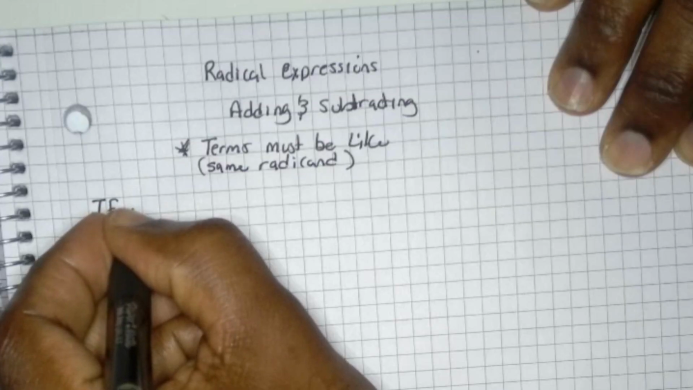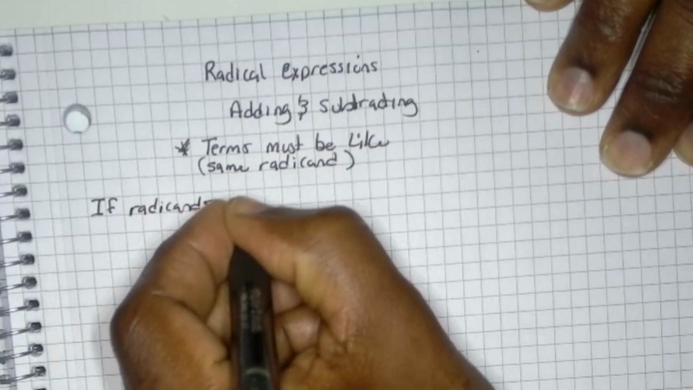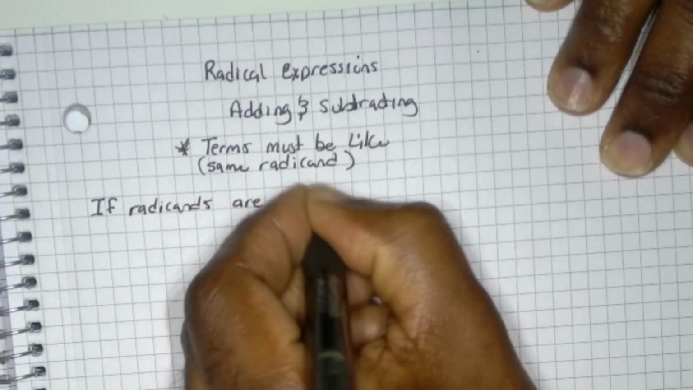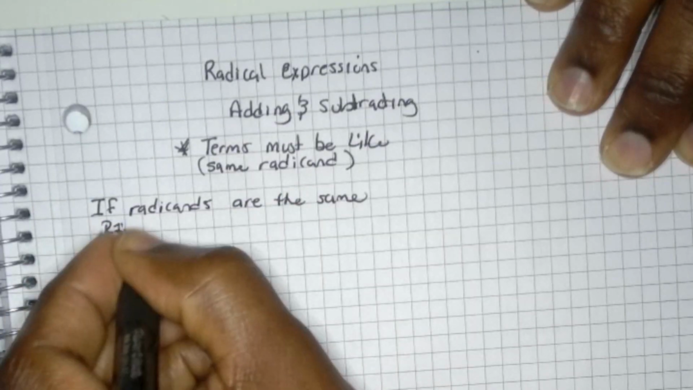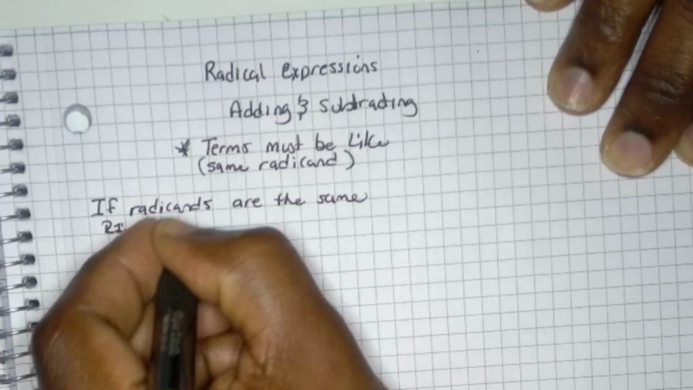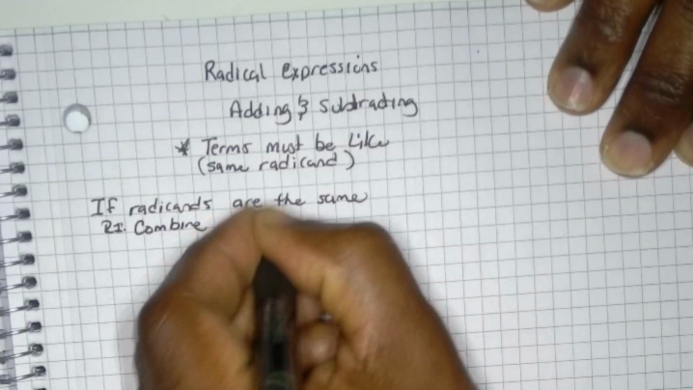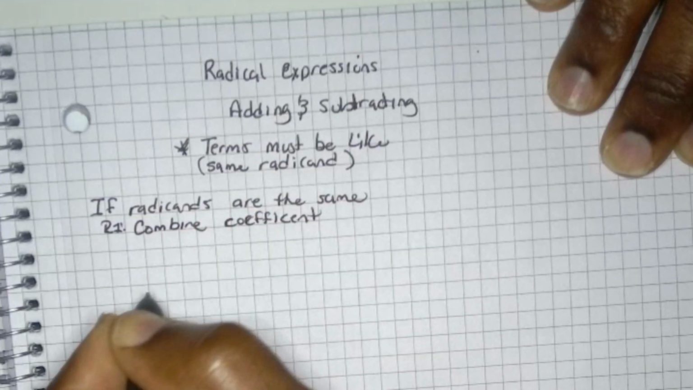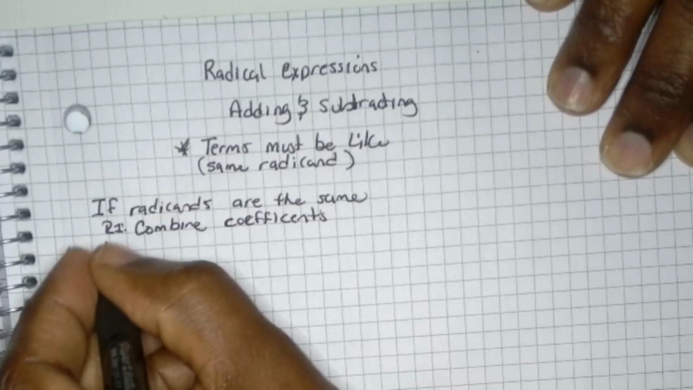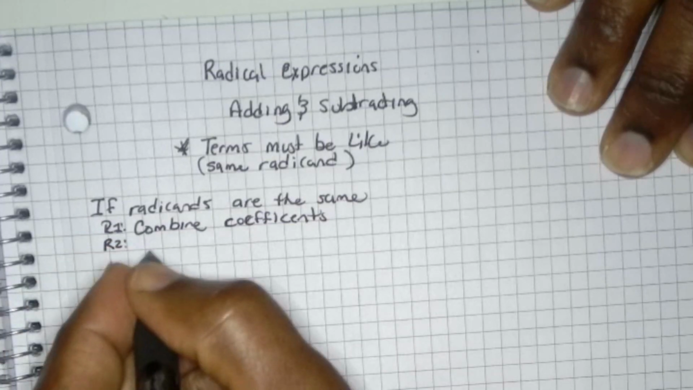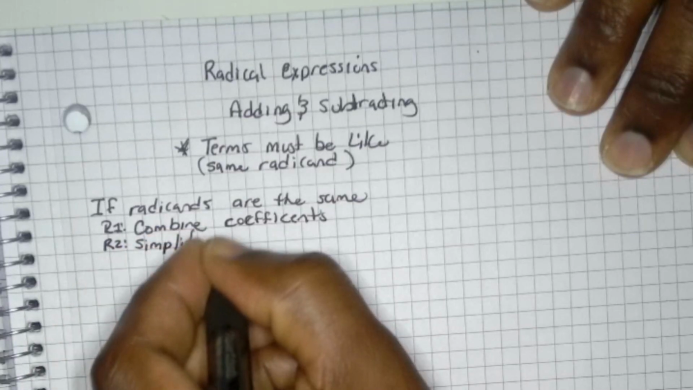Now, we've got two sets of rules. If radicands are the same, Rule 1: combine the coefficients. Combine all the coefficients. Rule 2: simplify the answer.